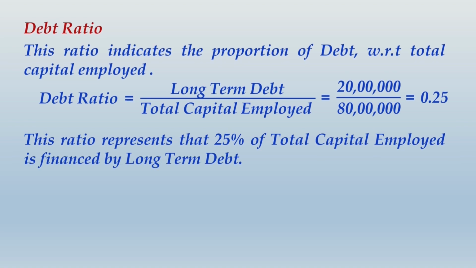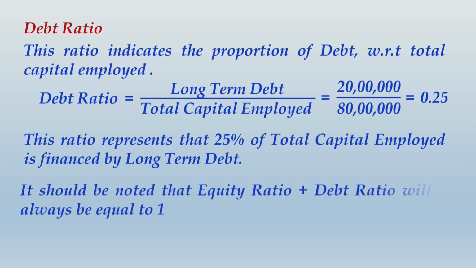One thing is for sure, if the debt ratio is 25%, it is implied that the equity ratio is 75%, or if the equity ratio is 75%, the debt ratio is known to be 25%. So it should be noted that the equity ratio plus the debt ratio, when you take the aggregate, will always be equal to 1. That is 0.75 plus 0.25 in this case. Now the next ratio is again connected to your long-term financing decision, and this is what we call the debt to equity ratio.